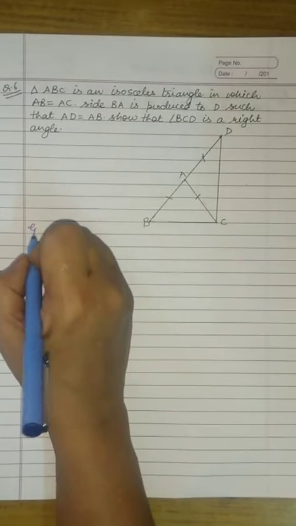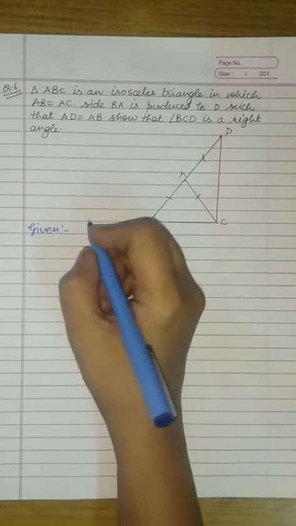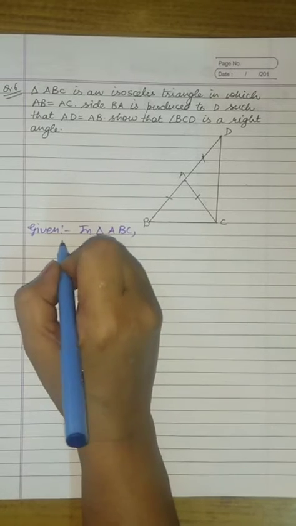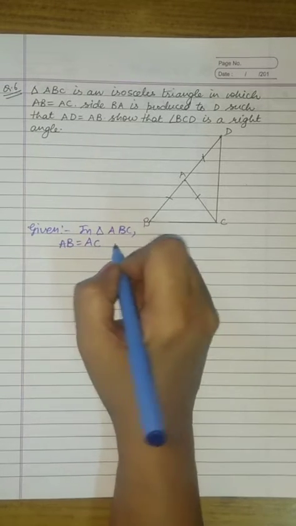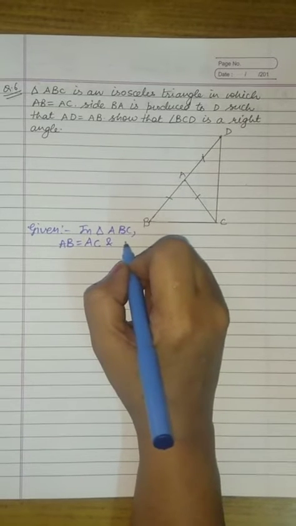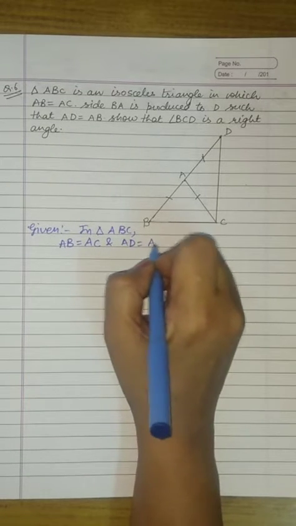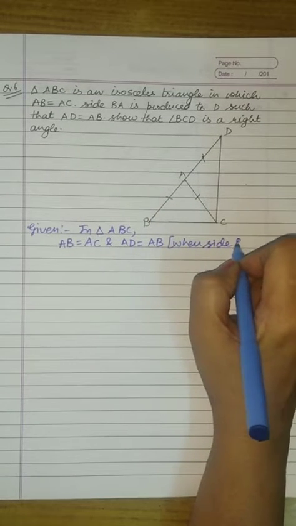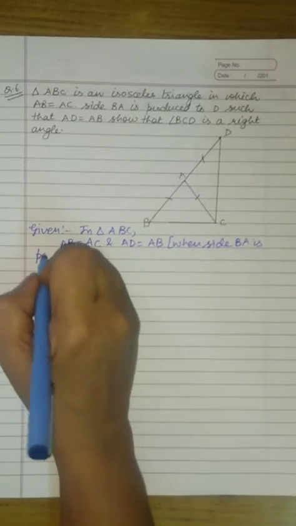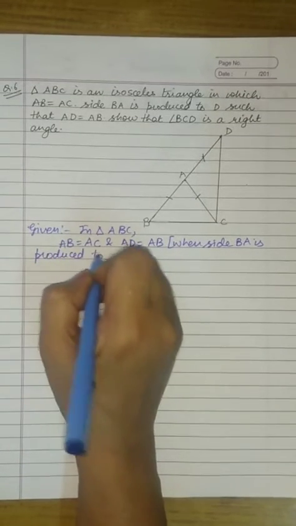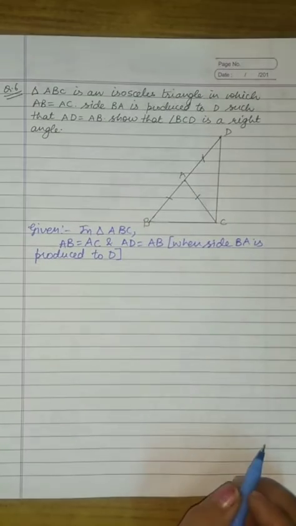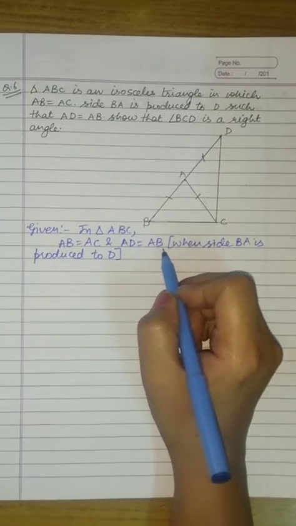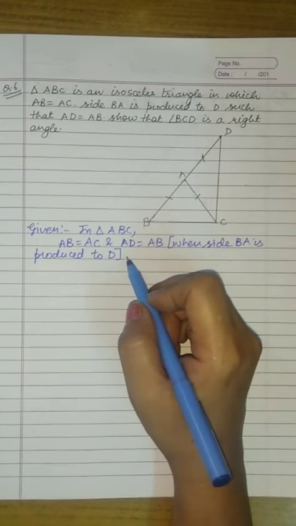So let's start the question. What is given in the question? That in triangle ABC, AB is equal to AC and AD is equal to AB when side BA is produced to D. It is given to us that in triangle ABC, AB is equal to AC and AD is equal to AB when side BA is produced to point D.